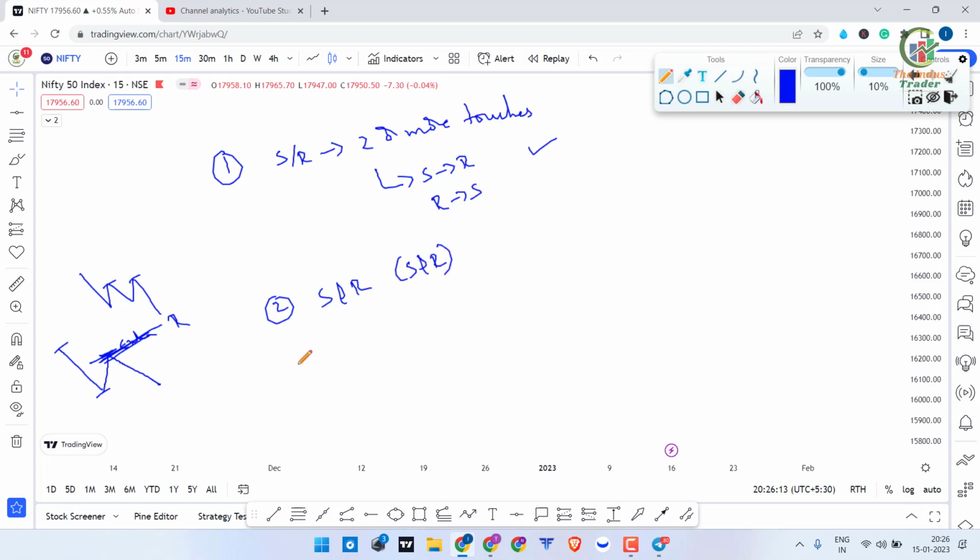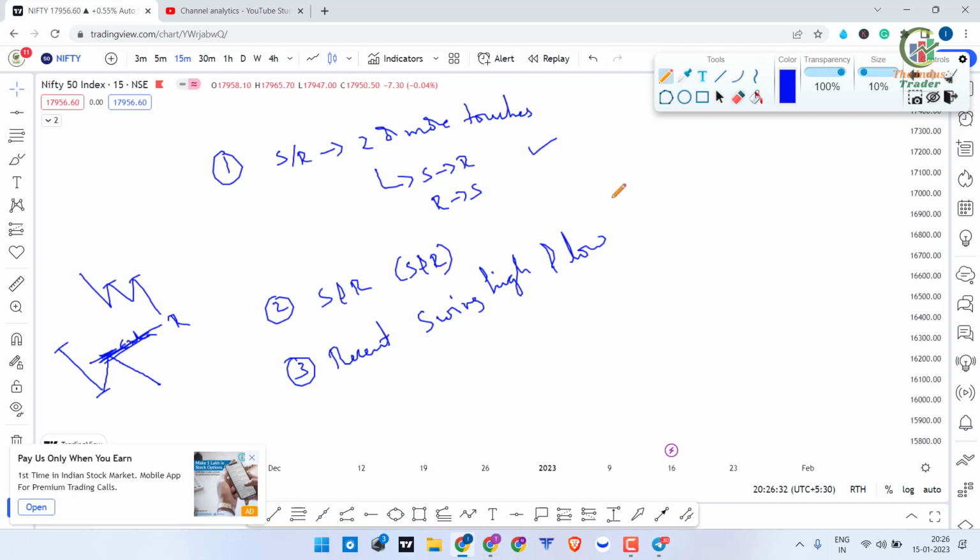So hope you understood. And the third thing: recent swing high and low are also considered as support and resistance. Let me also cover how to draw this. You would switch to the 4 hour or daily time frame, and you will mark important support and resistance by using this particular criteria.